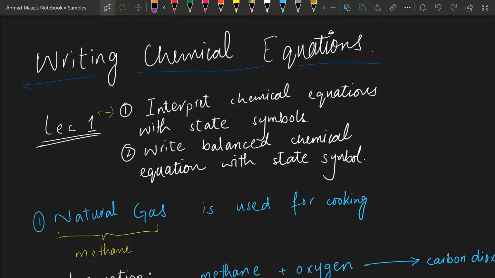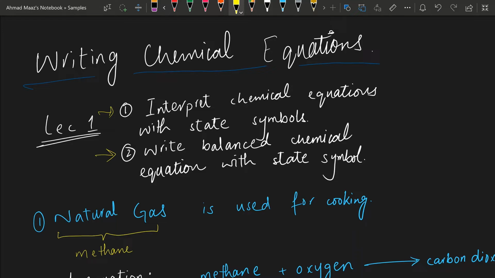In this chapter, we'll see what is a chemical equation, what do we learn from a chemical equation, and how to properly write a balanced chemical equation. So by the end of this chapter, you must be able to interpret chemical equation with state symbols. What are state symbols? How do we know them? How do we write them? Or what is their meaning actually? And you must be able to write down a balanced chemical equation with state symbols.